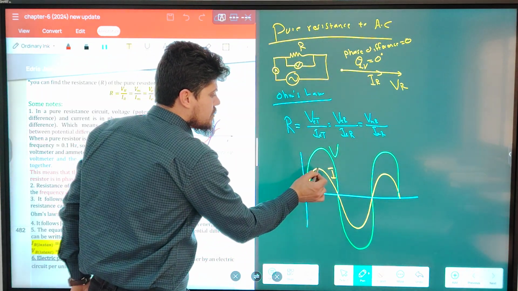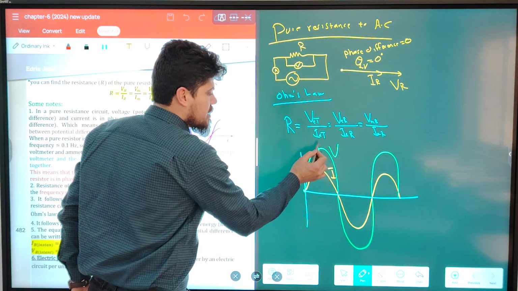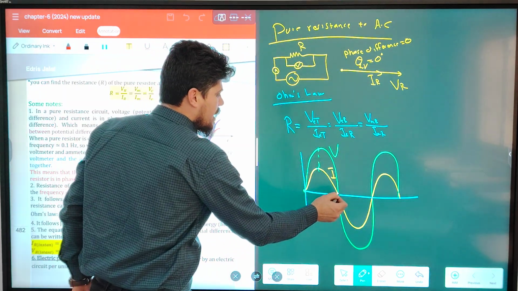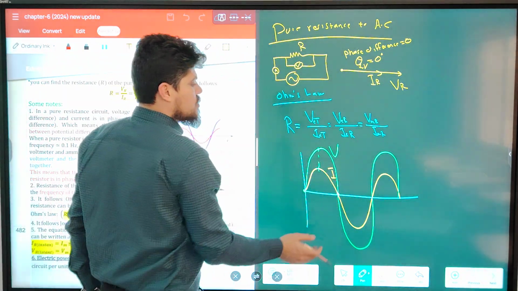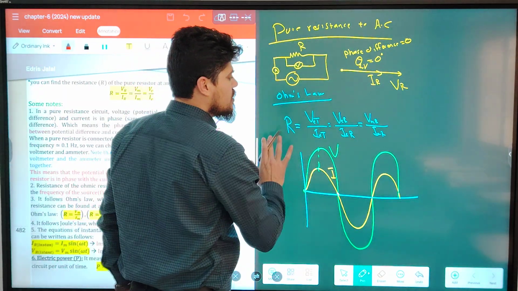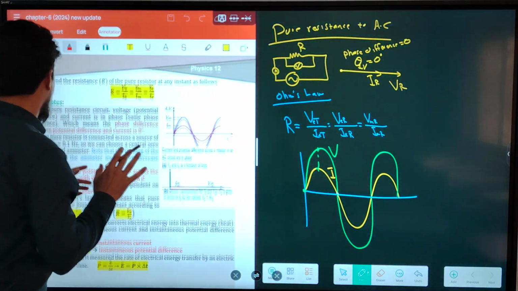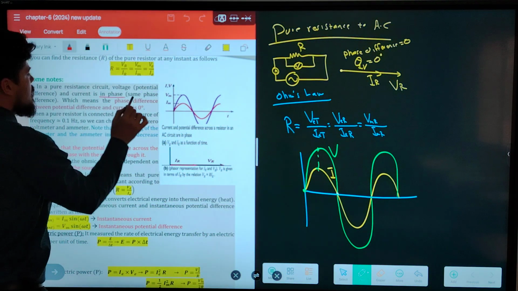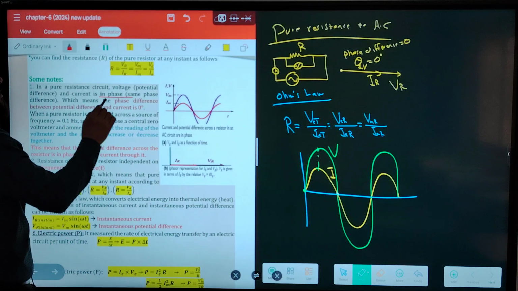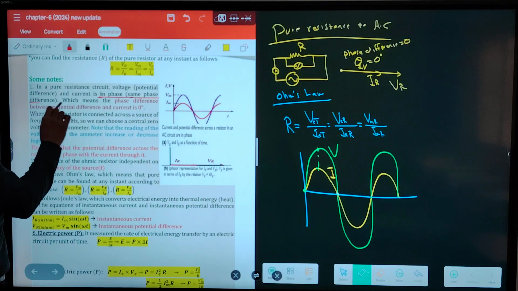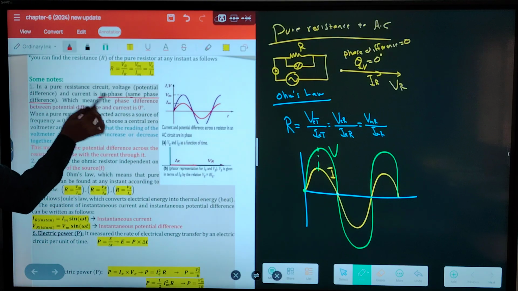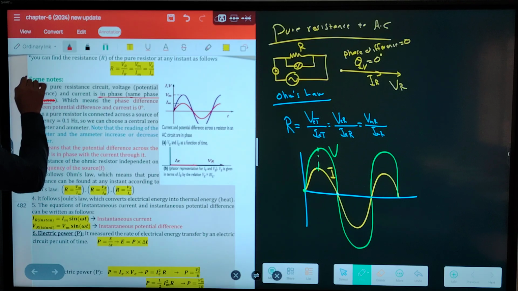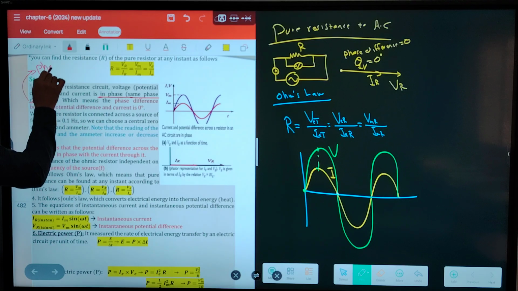When current reaches maximum, potential difference also reaches maximum? Yes. When current again reaches zero, potential difference is also zero? Yes. The phase difference between them is what? Zero. In a pure resistance circuit, potential difference and current are in phase. What do we mean by in phase? It means the same phase, or the phase difference is zero. Okay, write down: phase difference is zero.